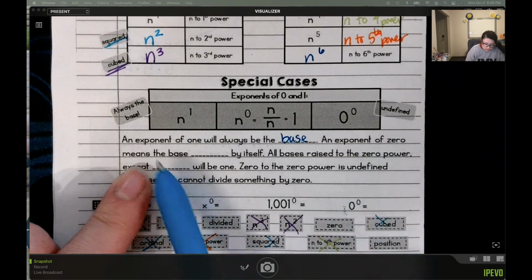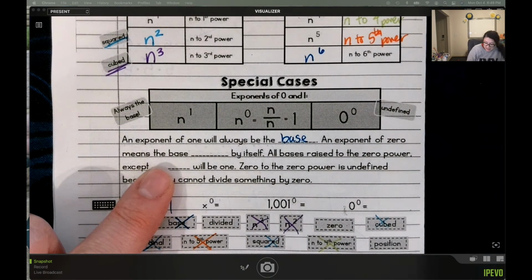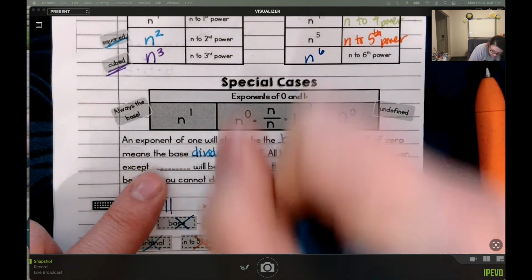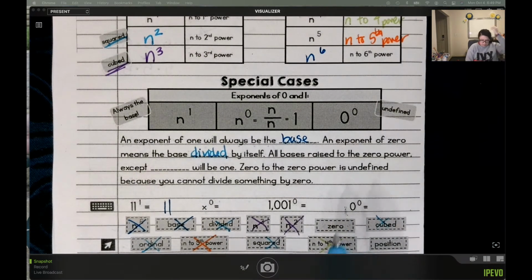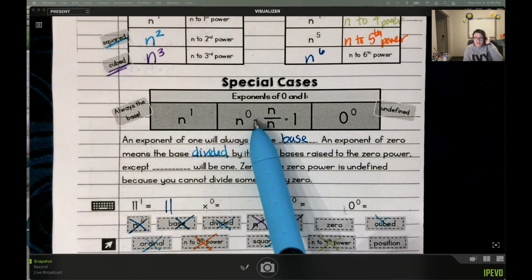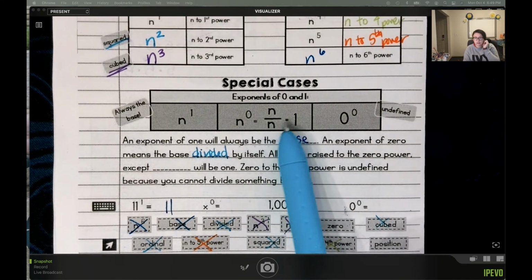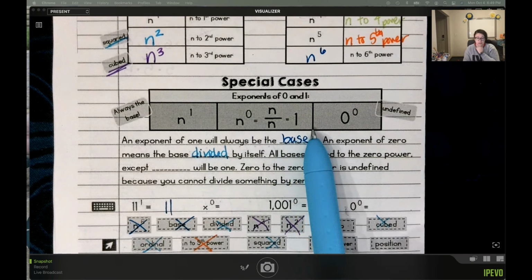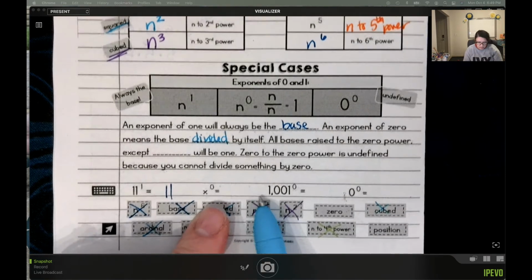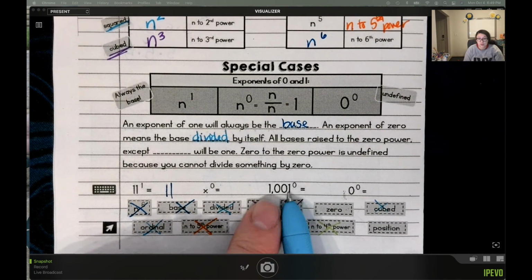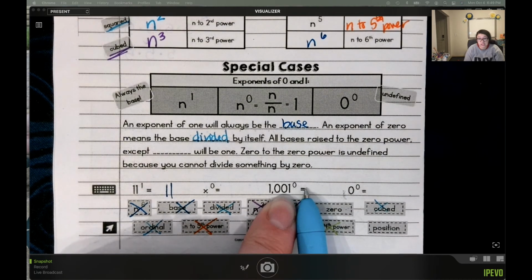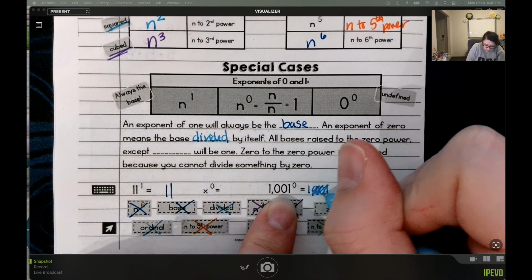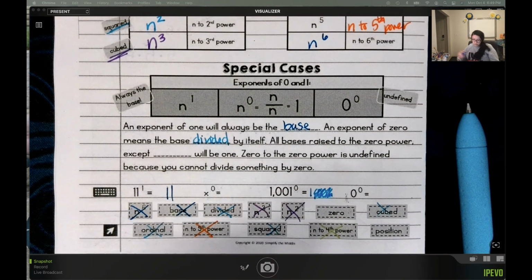An exponent of 0 means the base divided by itself, and that's where things get ugly. The base divided by itself. So like here, n to the 0 power, that means n divided by n, which is equal to 1. That number divided by itself is equal to 1. Here's 1001 to the 0 power. It's going to be equal to itself. It's going to be equal to 1000, or wait, whoops, just equal to 1. Anything to the 0 power is equal to 1.